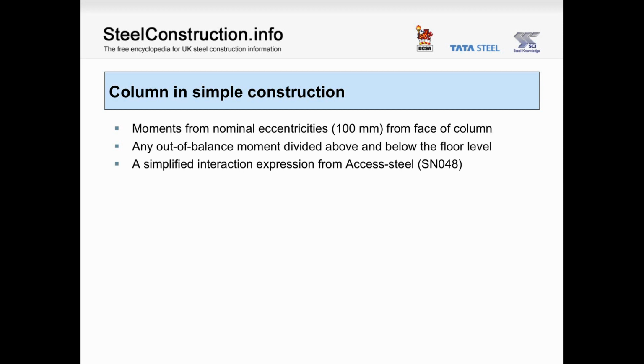From the Access Steel resource, there is an NCCI which provides a simplified interaction expression. So there are no k factors in this particular expression. There is simply a 1.5 multiplier on the third and final term.